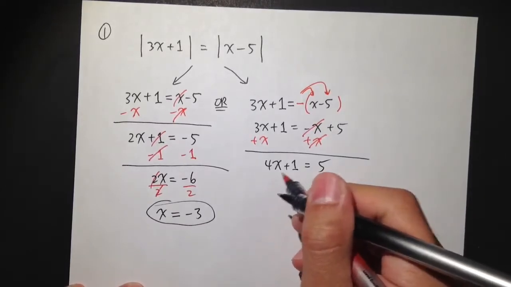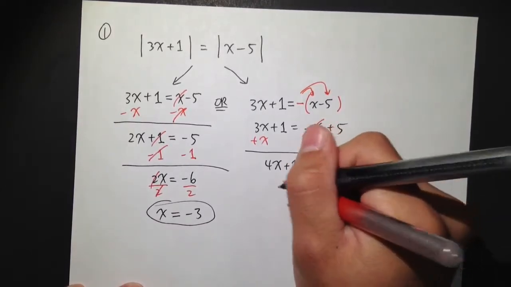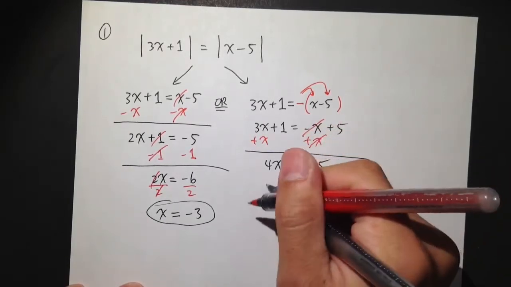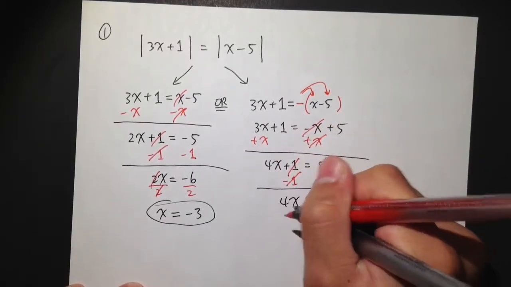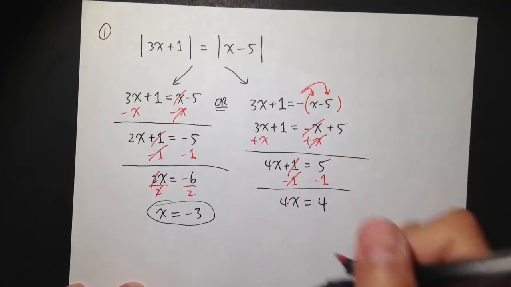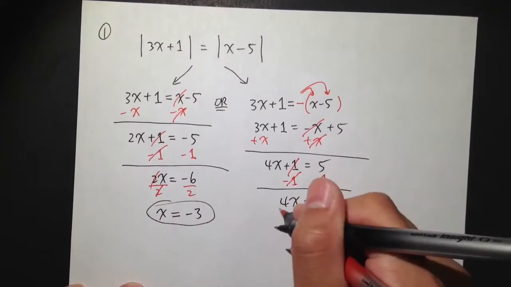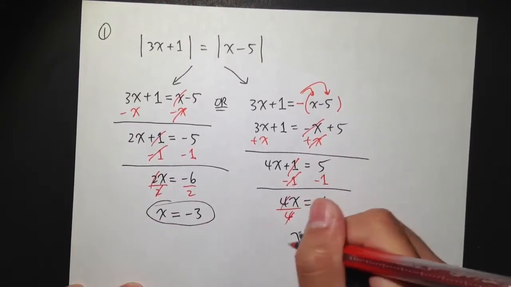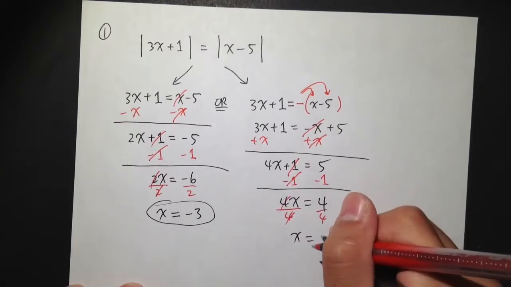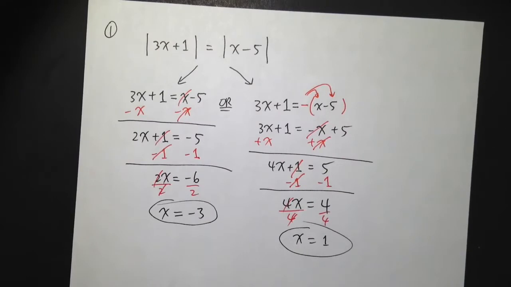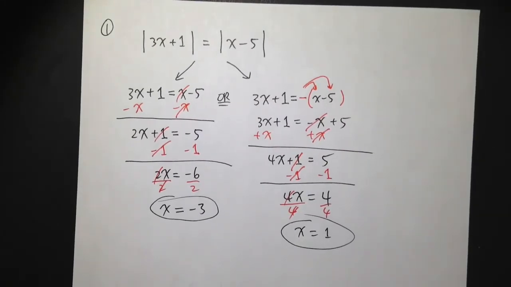Then 4x plus 1 is equal to 5. Let me subtract 1 on both sides. That cancels, and I get 4x is equal to 5 minus 1, which is 4. Then 4 times x is equal to 4. Divide both sides by 4. We end up with x is equal to positive 1. So this is my second answer. And again, here we actually end up with two solutions as well.